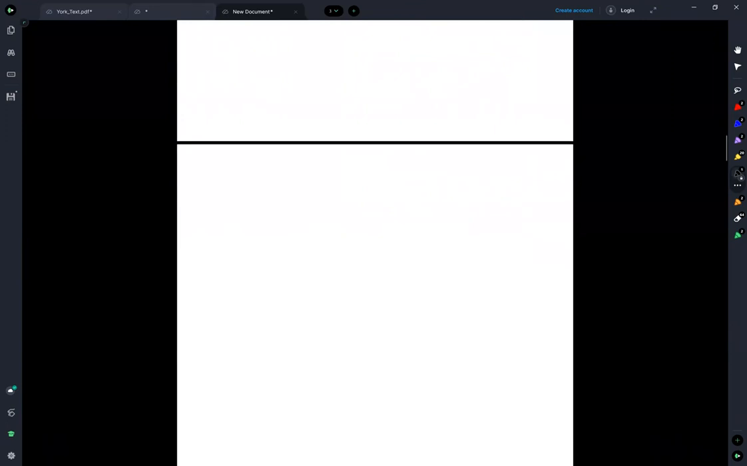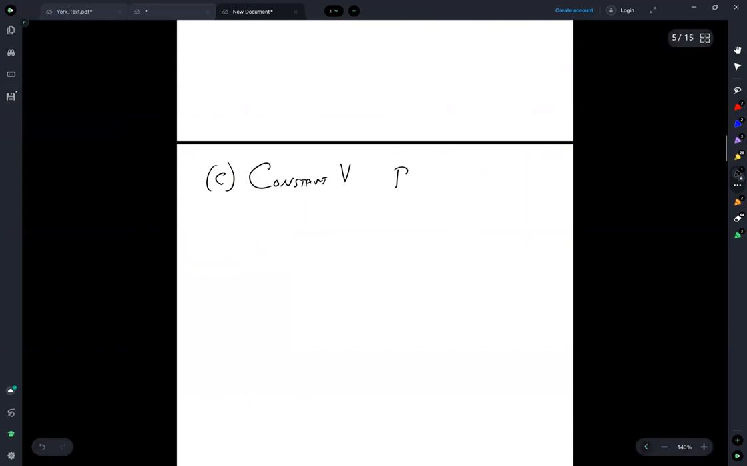And lastly, let's go to C, which is a constant volume expansion from P to P2 equal to 5 atmospheres.